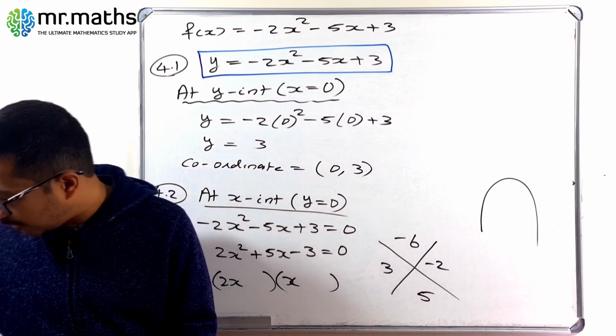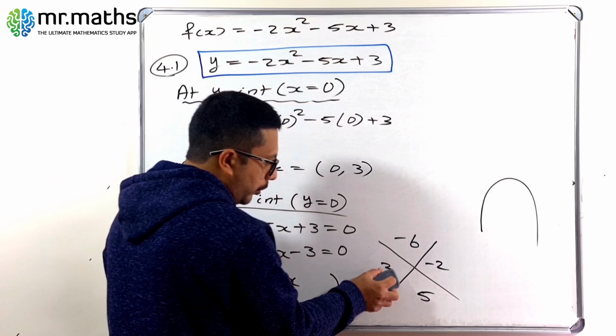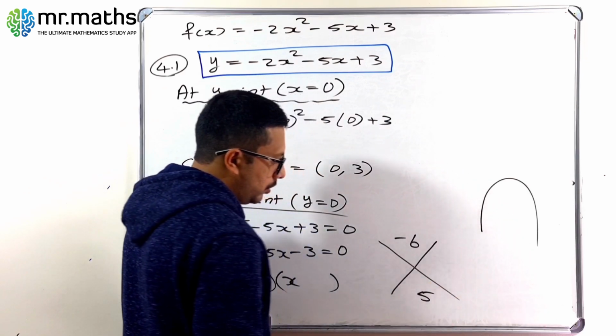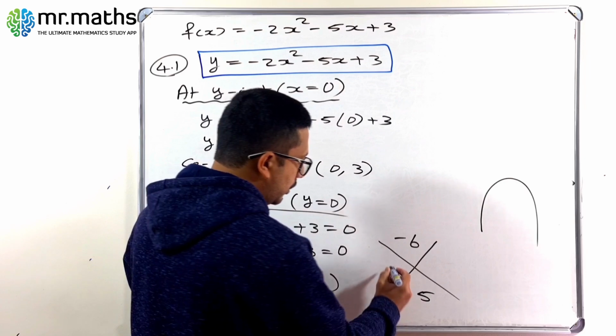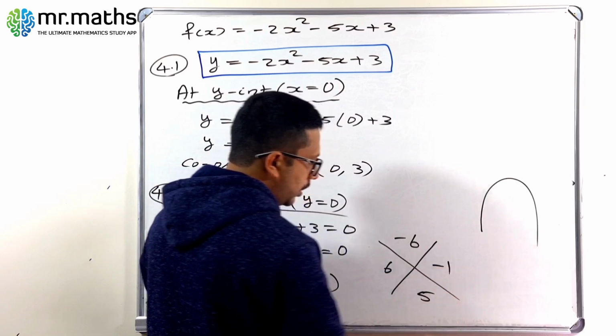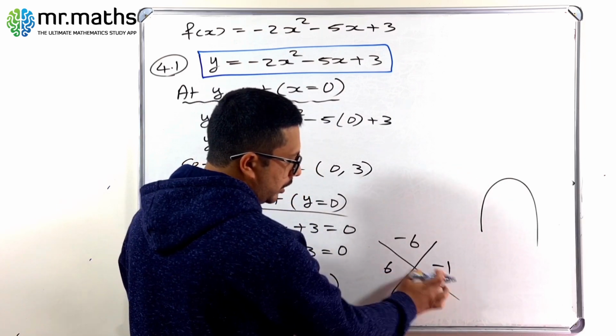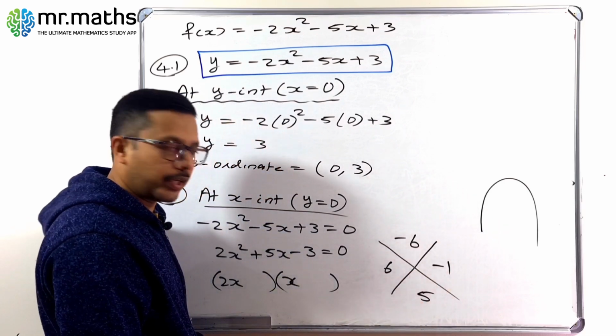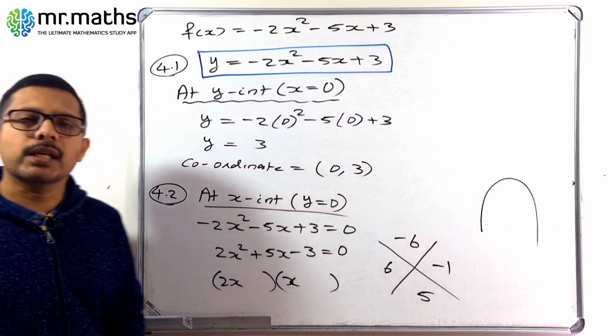So we have to find other numbers. Product minus 6, sum 5. What are the numbers? What about 6 and minus 1? 6 times minus 1 is minus 6. 6 plus minus 1 is 5. So that is fine. So the numbers are 6 and minus 1.